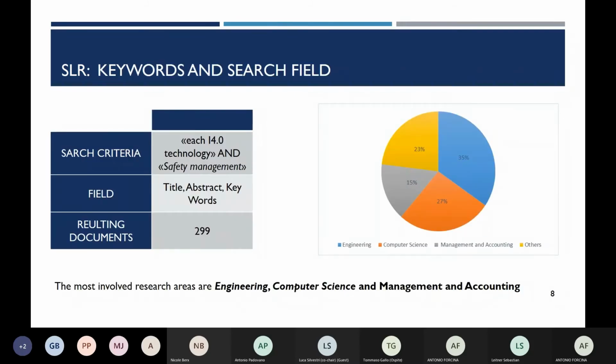In particular, 9 searches were carried out using each Industry 4.0 technology and safety management as keywords. The search fields were abstract, title, and keywords, resulting in 299 documents. As you can see, among these documents, about 77% refer to 3 particular research areas, which are engineering, computer science, and management and accounting.